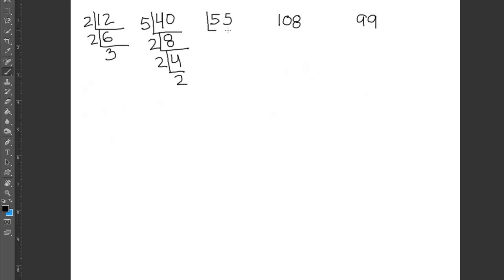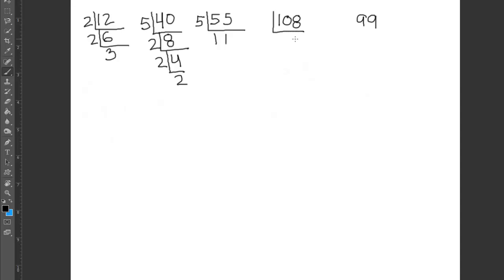We're going to do 55. 55 is simple because we can't put a 2 into 55, can't put a 3 into 55, we have 5. So we're going to take a 5, and 5 goes into 55 11 times. 11 just so happens to be a prime number. We can't break it down any further. It's wonderful. Next is 108.